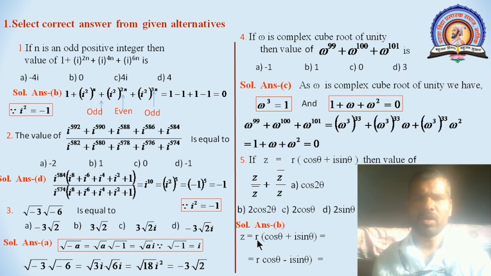So Z is equal to R(cos theta plus i sin theta), and Z bar is equal to R(cos theta minus i sin theta). This can be converted into exponential form as R into e raised to i theta, and Z bar converted as R into e raised to minus i theta. Now we will consider Z upon Z bar plus Z bar upon Z.